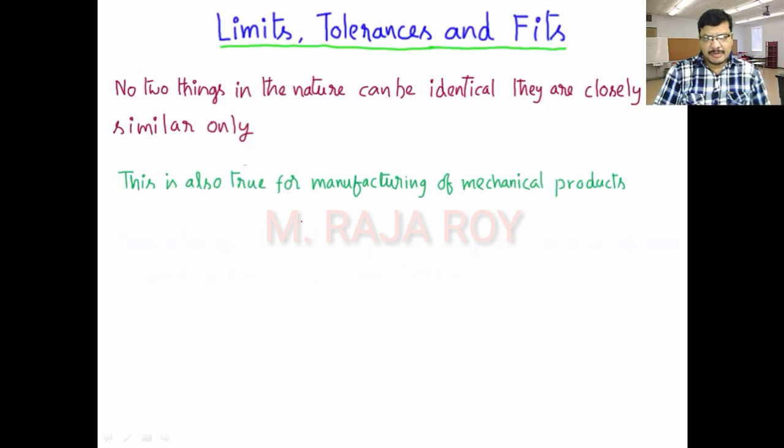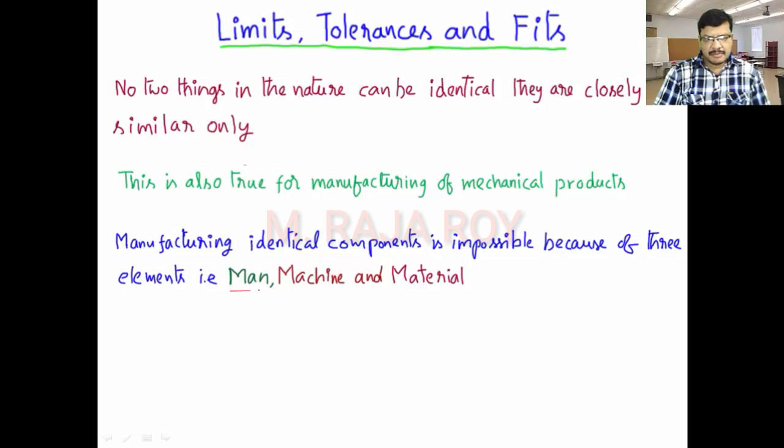So three elements, those three are man, machine and material, because the skill of the person will change from person to person. One person may be very good in operating the machine, another person may not be that good. That's why this parameter will vary the components' quality.